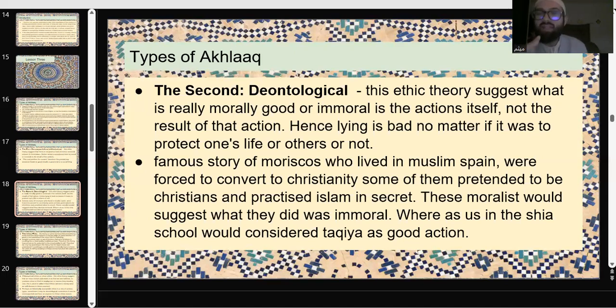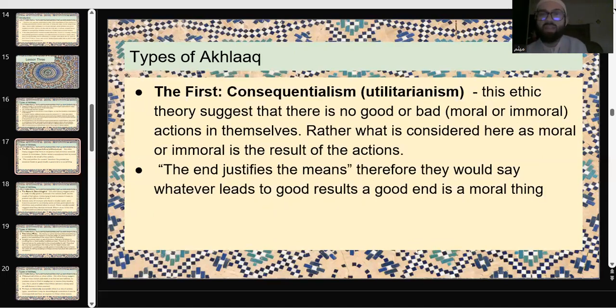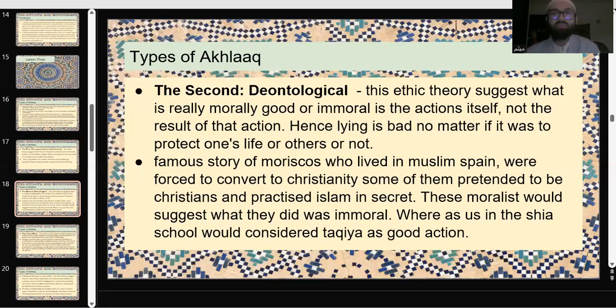So the first one that we have is consequentialism. This ethical theory suggests that there is no good or bad, moral or immoral actions in themselves. Rather, what is considered here as moral or immoral is the results of the actions. So it's the consequence of those actions. That's where you have this famous saying, the end justifies the means. Therefore, they would say whatever leads to good results has a good ending and is a moral thing. And whatever leads to bad results is a bad ending or leads to an immoral thing.